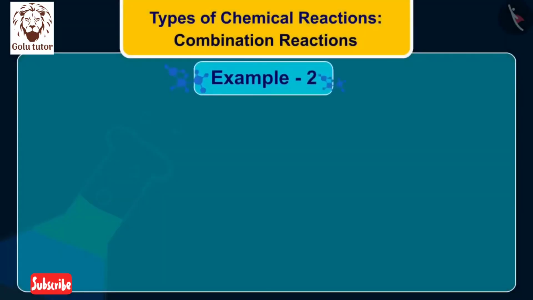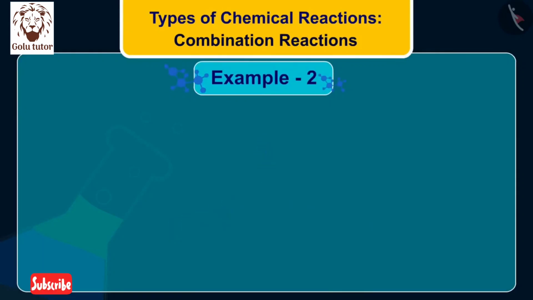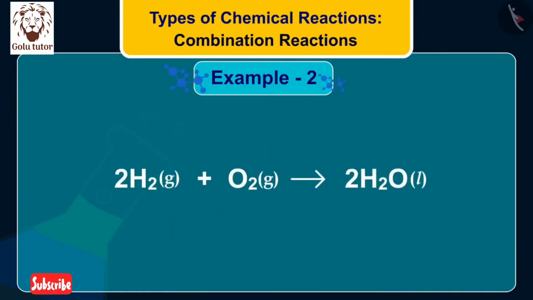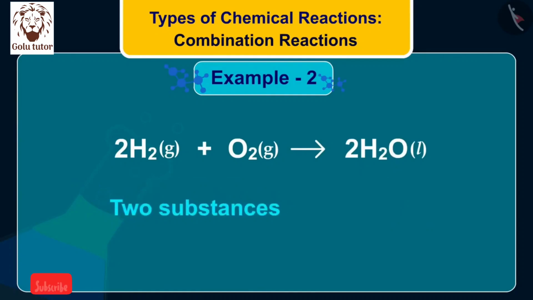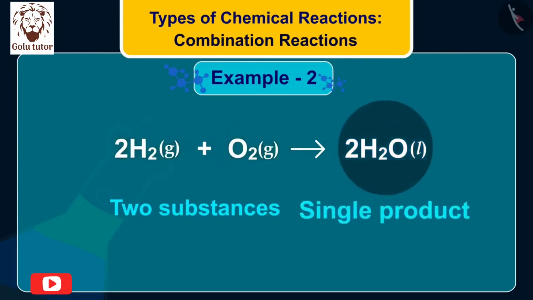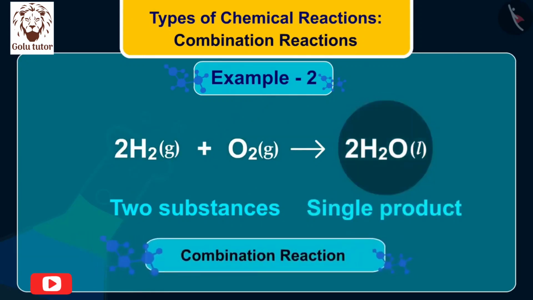Let us discuss one more example of combination reaction. That is formation of water. In this reaction, hydrogen and oxygen combine to form water. Why is this reaction a combination reaction? Because here two substances, that is H2, hydrogen, and O2, oxygen, together form a single product, H2O, water. Hence, this reaction is an example of a combination reaction.